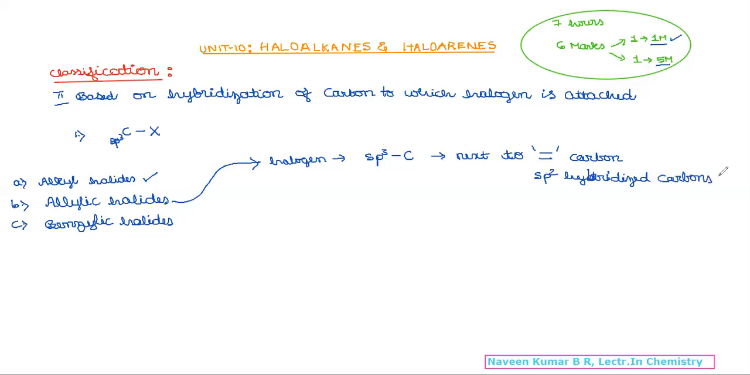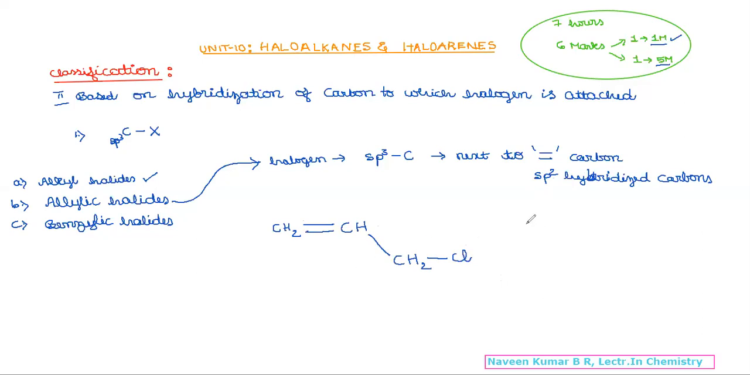These allylic halides are those in which the halogen atom is attached to sp3 hybridized carbon, which is present next to double bonded carbon or sp2 hybridized carbon. So don't get confused. If you observe the structure, you can easily identify. So take the example: CH2 double bond CH, CH2, and consider a halogen attached to it. We'll take it as Cl.